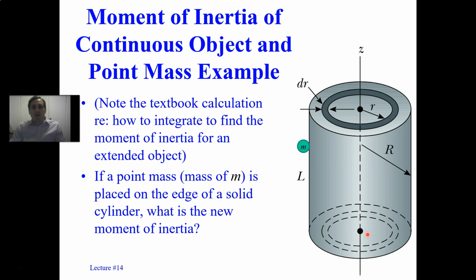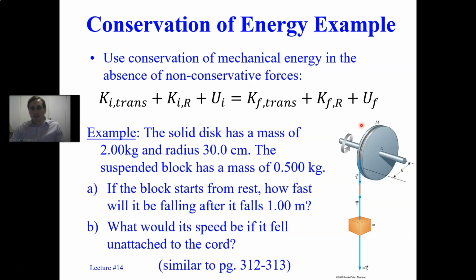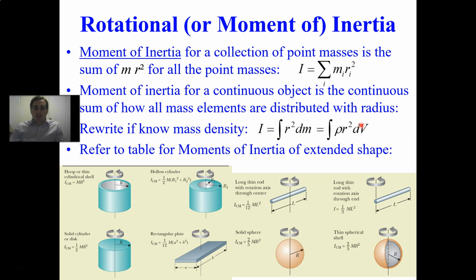Now, how about the moment of inertia of a continuous object and a point mass example? If a point mass, mass m, is placed on the edge of a solid cylinder, what is the new moment of inertia? I will calculate that in a later video as well, but I'll tell you it's relatively straightforward. But in order to find, say, the rotational inertia of this cylinder, you'll have to use calculus. But again, you should get the answer that you expect, which is this 1/2 mr squared.